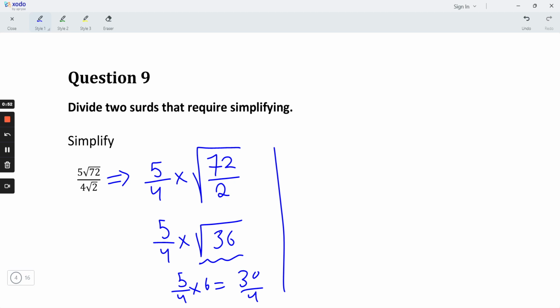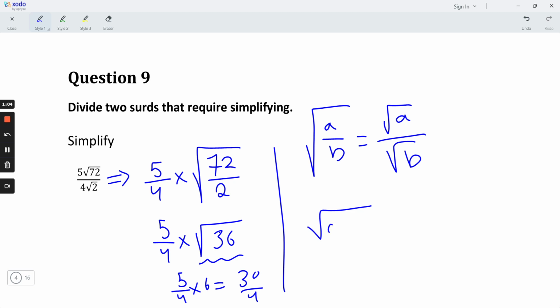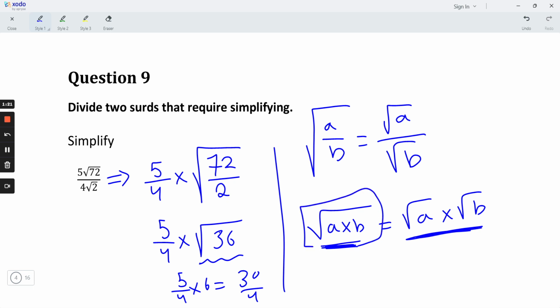Here, as we said before, the square root of a divided by b equals the square root of a divided by the square root of b. Also, don't forget, for multiplication we do the same: the square root of a times b equals the square root of a times the square root of b. You can go from the right hand side to the left hand side, and from the left hand side to the right hand side. That means you can rewrite this format in this format, or write this format in this format.